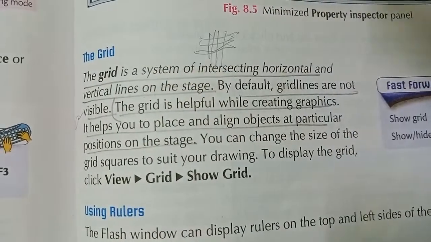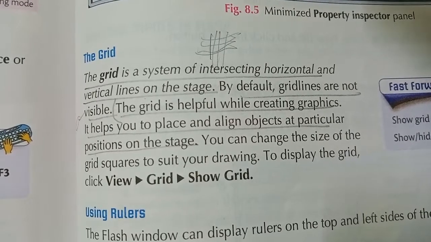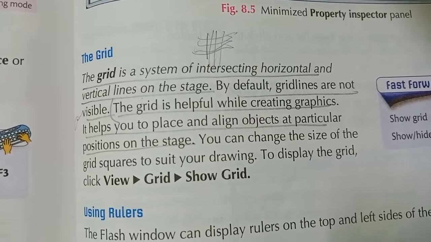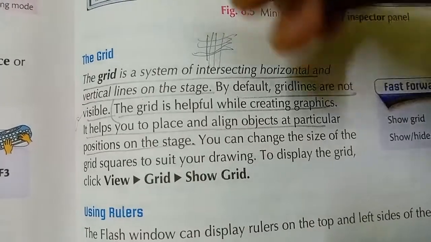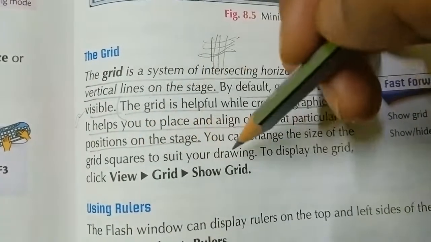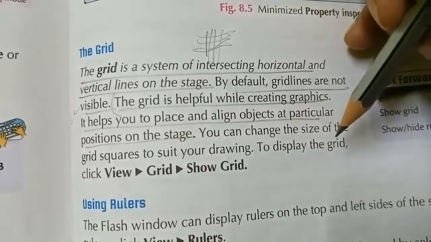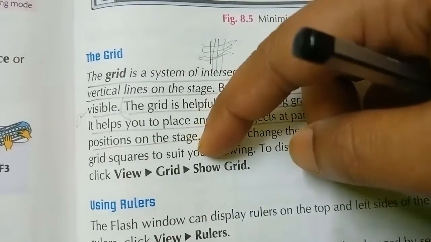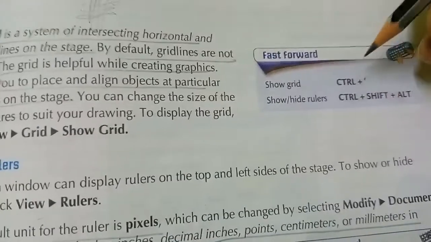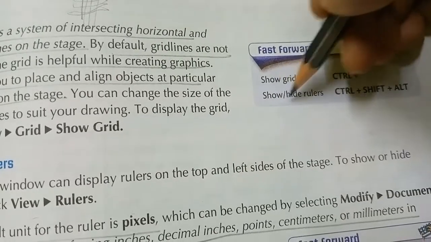Grid will help to create any graphics, and it will help to place any object in a particular position on the stage. The grid shows the position where it is located. So you can change the size of the grid square to suit your drawing. You can change the size of the grid also. To display the grid, you have to click View, then click Grid, then click Show Grid. And this is the keyboard shortcut to show the grid and show or hide rulers.